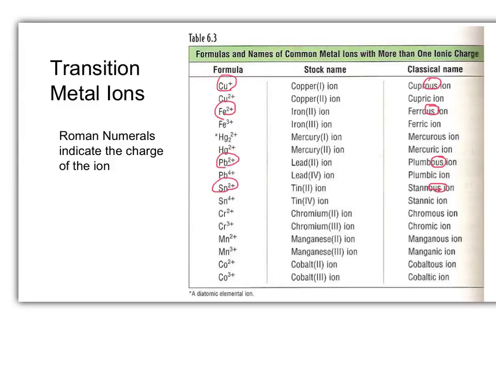And the ionic ending is going with the ones that have the larger charge. Now, if you notice here with mercury, I didn't circle mercury in the ous.